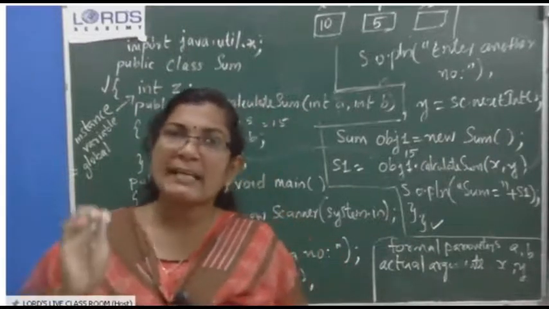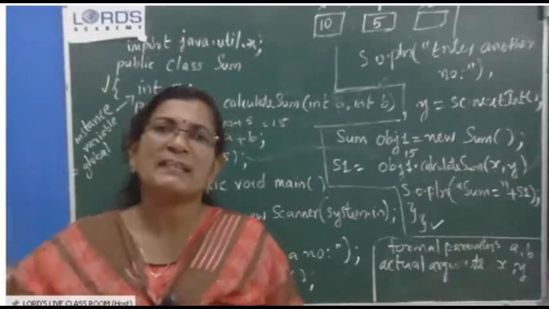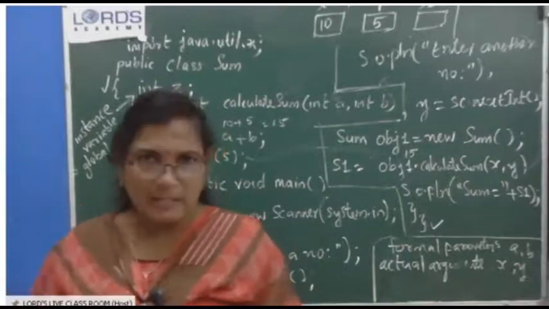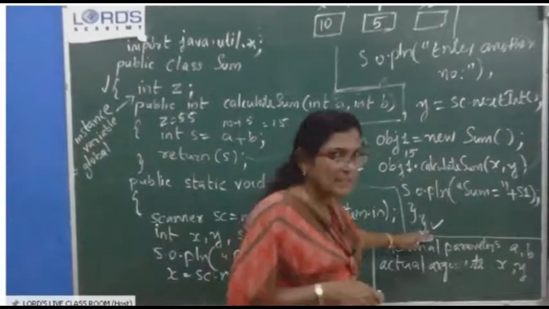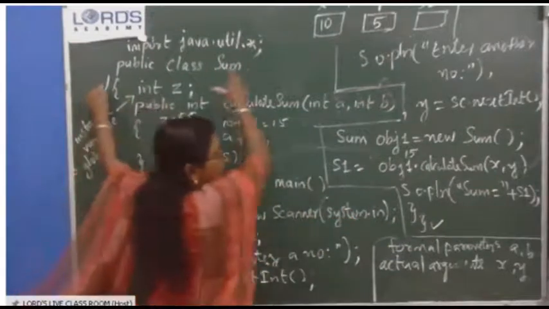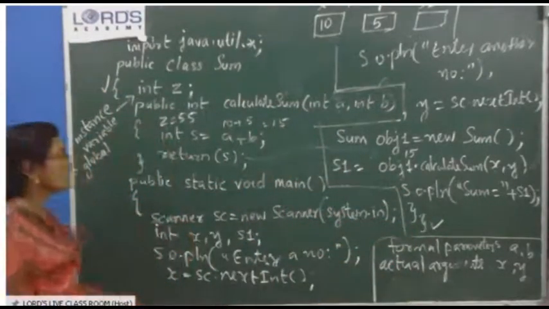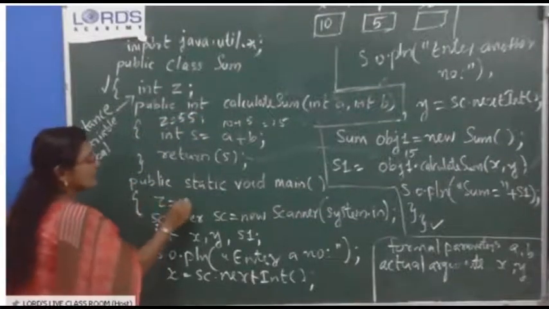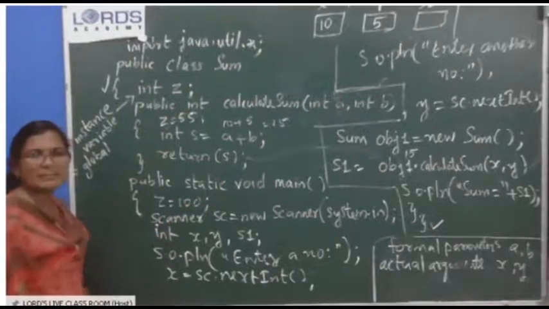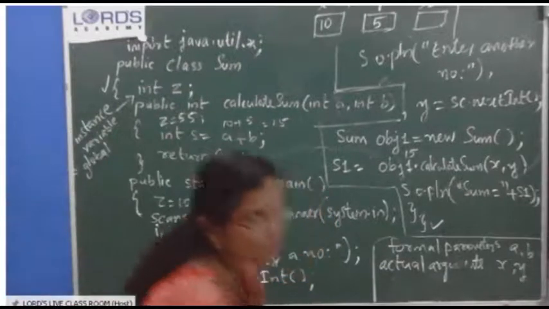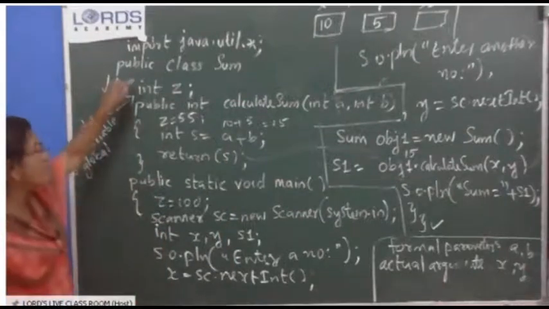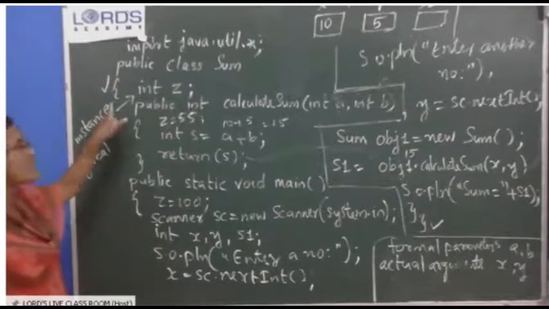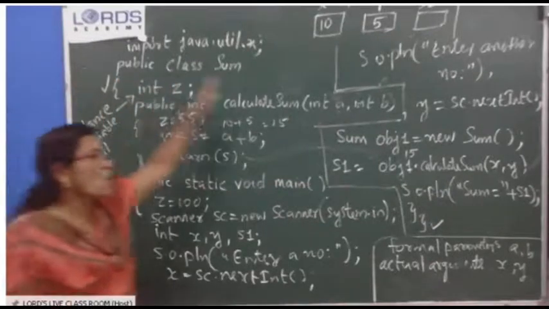A variable declared at the beginning of the class, before the definition of all the functions, is available throughout all the methods till the end of the class. So this variable you can use here, z equal to 55, and in this method also, z equal to 100. You can refer to the variable without declaring it because it is known to all the methods. It is declared at the beginning of the class. So this variable is known as global variable or instance variable. It is available throughout the class.